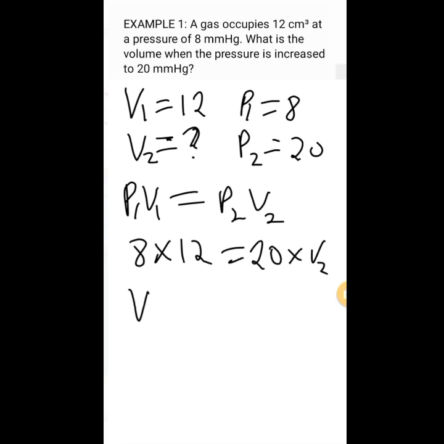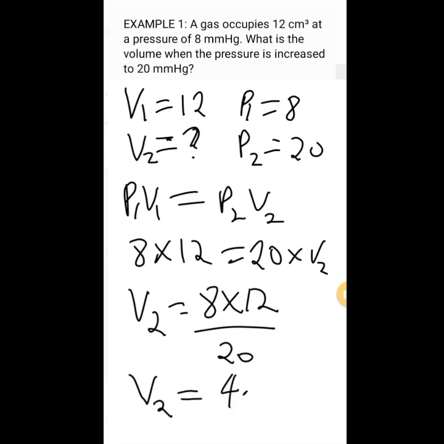Then when you make your V2 the subject of formula, you have 8 multiplied by 12 all over 20. And from here you have V2 equal to 4.8. Now, if you look at this question, P1 is 8, and it increased from 8 to 20 millimeter height of mercury. Then looking at V, volume decreased from 12 to 4.8 centimeter cube. So that is the inverse relationship that you have in Boyle's law.